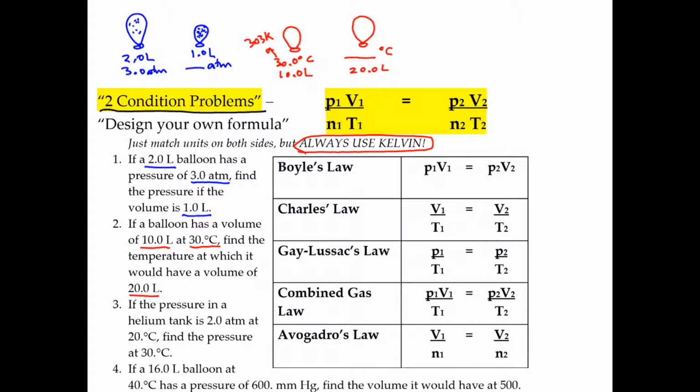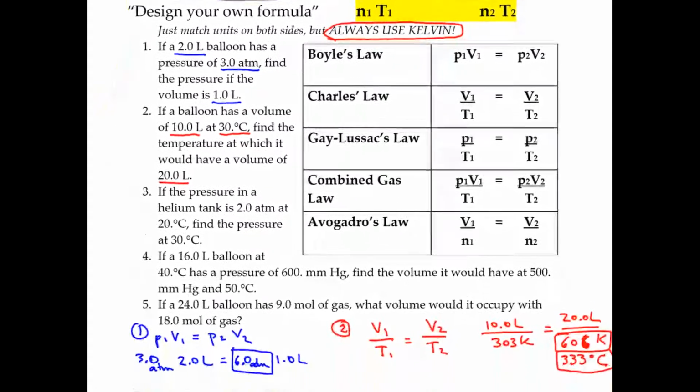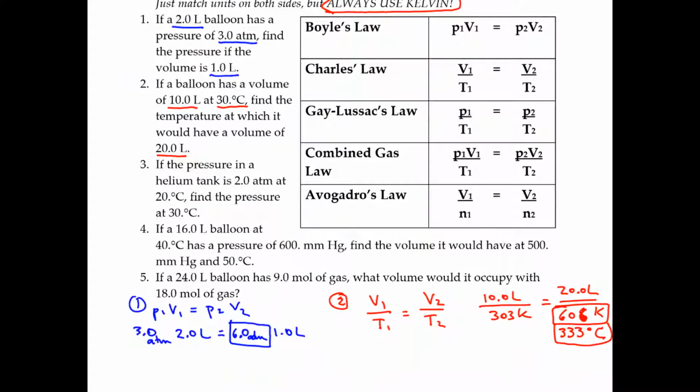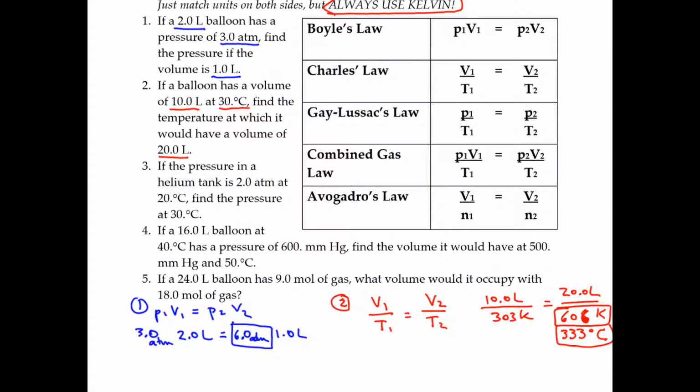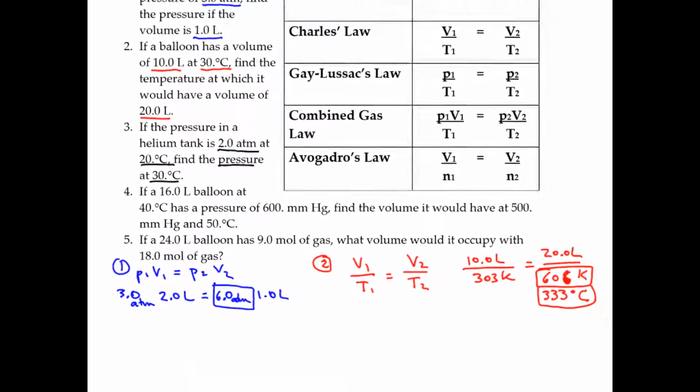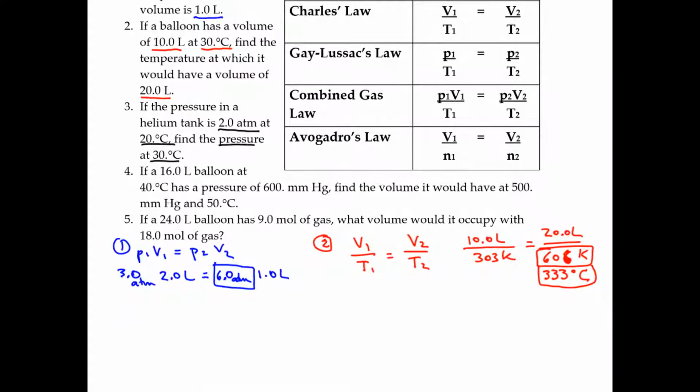Now we're going to look at number 3. Number 3 says that we have a pressure in a flask of 2 atmospheres, and it has a temperature of 20. Find the pressure at 30. So we're going to design our own formula with just pressure and temperature. So number 3 is going to be P over T equals P over T. Condition number 1, condition number 2. So let's just fix this.